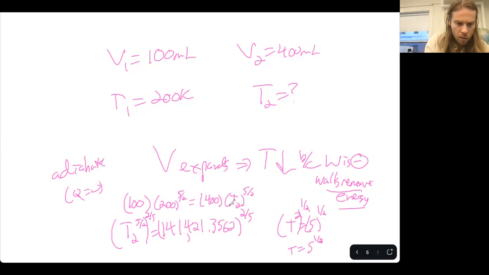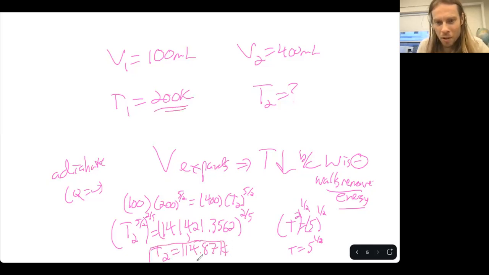So I take that to the 0.4, and I get T2 is 114.87 Kelvin. Indeed, it got colder. Now I picked a random number. That's really cold. This is really cold. I don't know why I picked those numbers. Just showing that the numbers work, that indeed the temperature dropped. Isn't that cool? And how do I get the new pressure now?